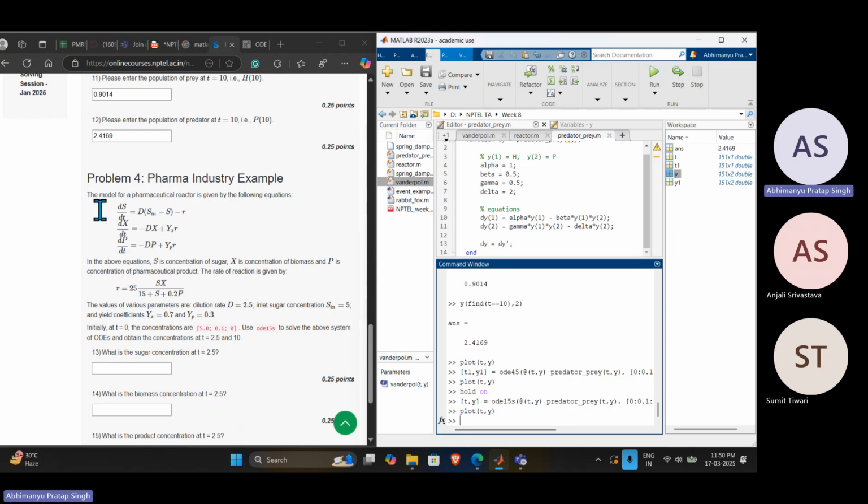pharma industry example. The model of a pharmaceutical reactor is given by the following equations. Three first order equations. In the above equation, S is the concentration of sugar, X is the concentration of biomass, P is the concentration of pharmaceutical product. The rate of the reaction is given by this. The values of various parameters are D, S in, and yield coefficients. Initially at t equal to 0, the concentrations are this. Use ode15s to solve the above system of ODEs and obtain the concentrations.